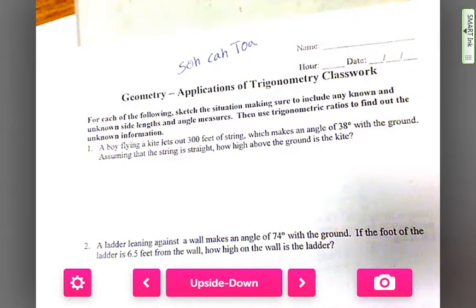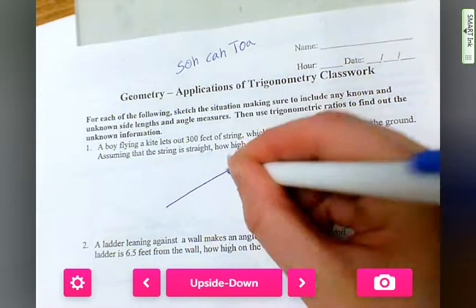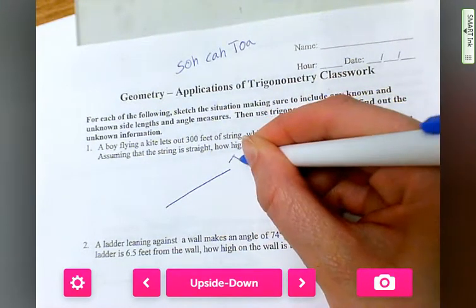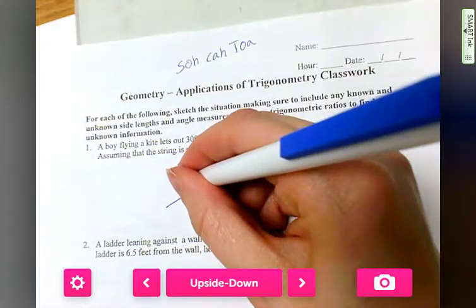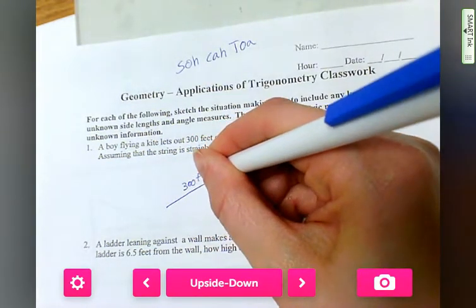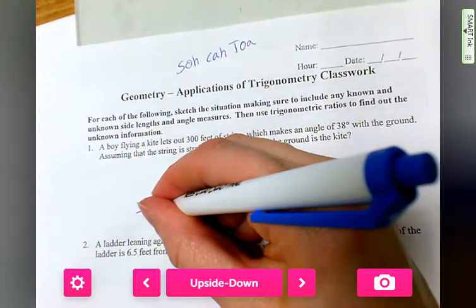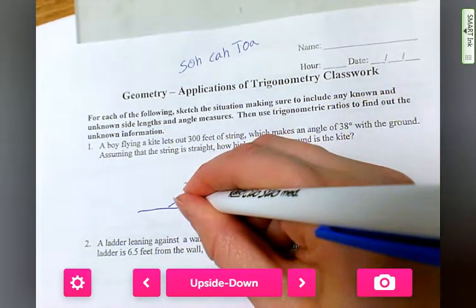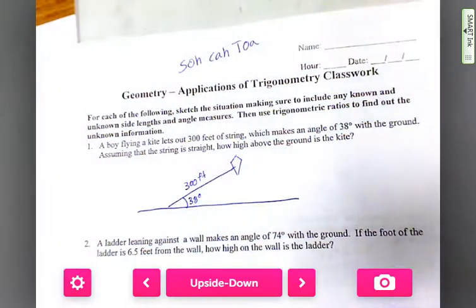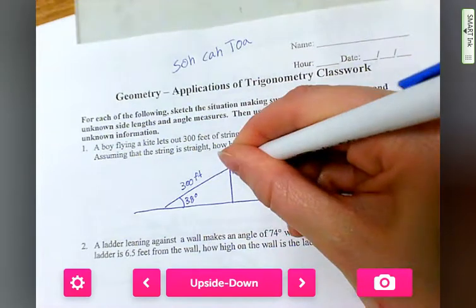So a boy is flying a kite. When you fly a kite, is it straight up and down in the air? It's kind of to the side, right? So that's my kite string. All right, here's my little kite. There's my string. That's 300 feet long. Okay? Which makes an angle with the ground. So here's the ground. Angle with the ground of 38 degrees. Assuming the string is straight, how far above the ground is the kite?